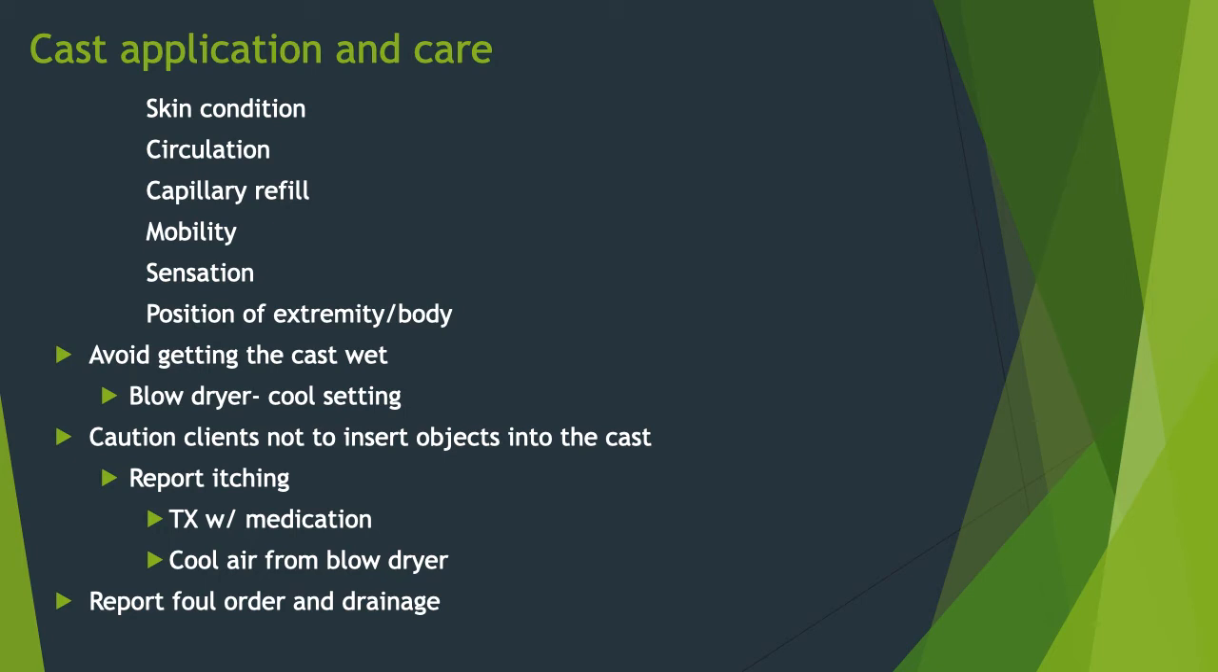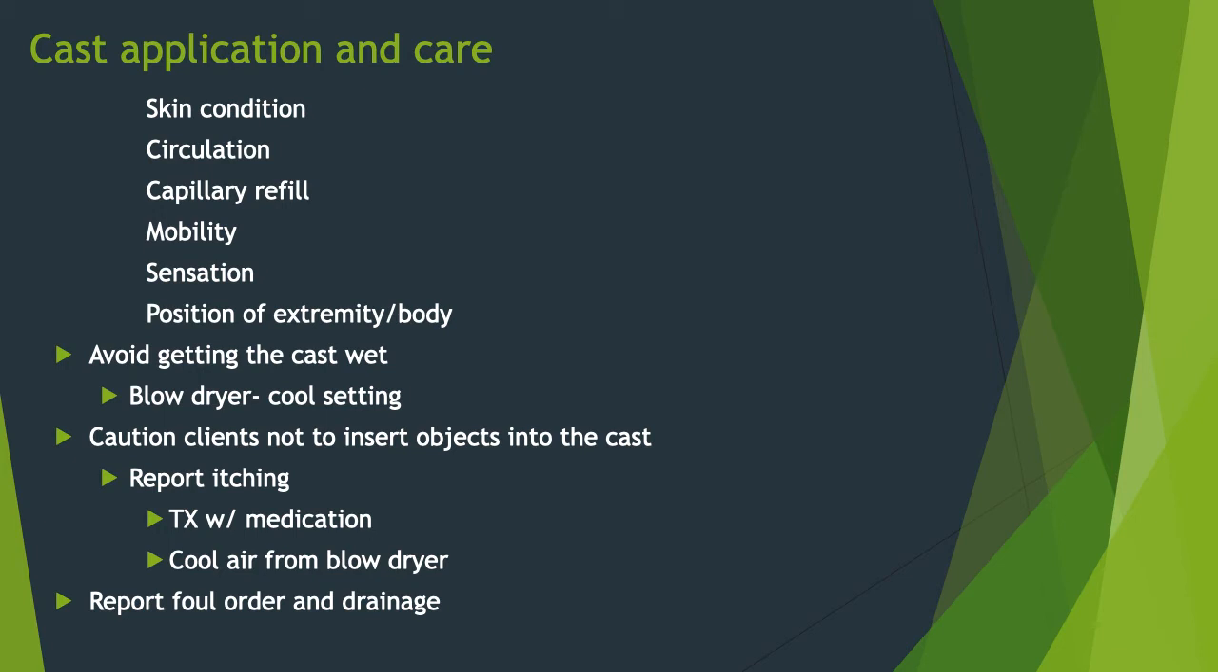So if they have an arm cast, you want to make sure that they keep it elevated whenever they're sitting down. They don't need to hang that arm down. If they have a leg cast on, they don't need to be sitting in that position where that leg is hanging down. They need to elevate that leg, keep it elevated as much as possible.